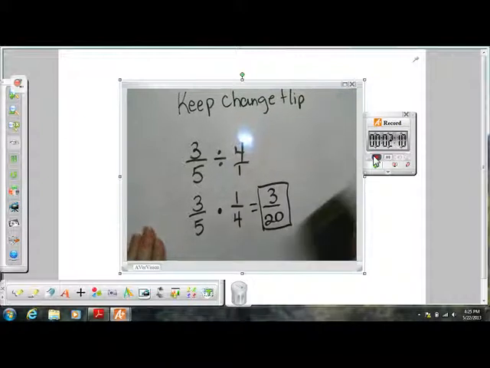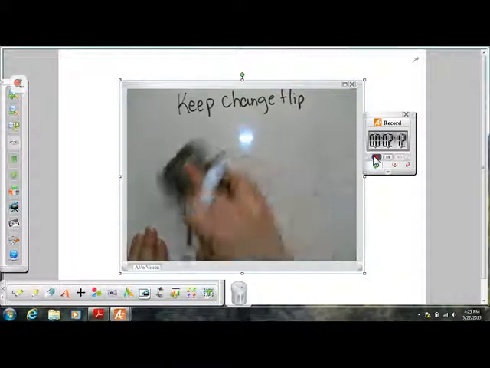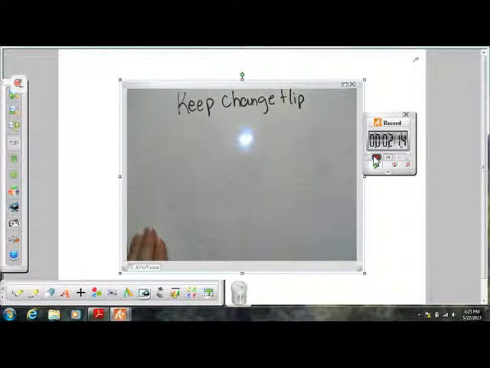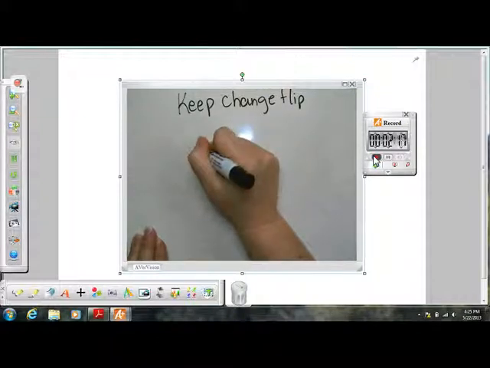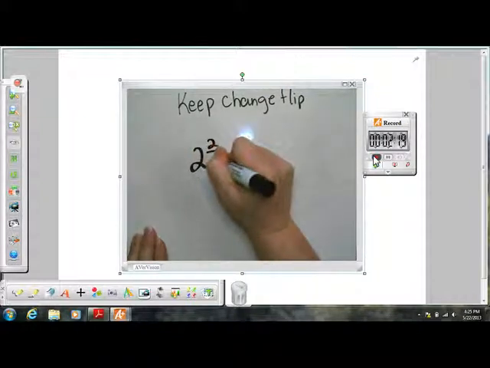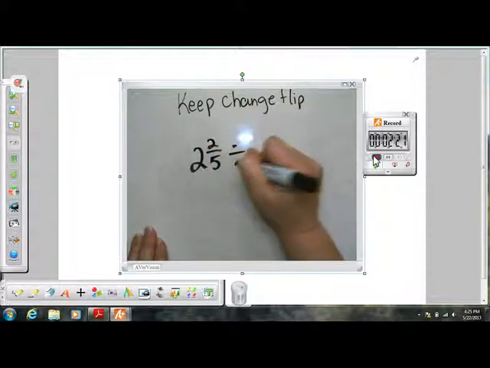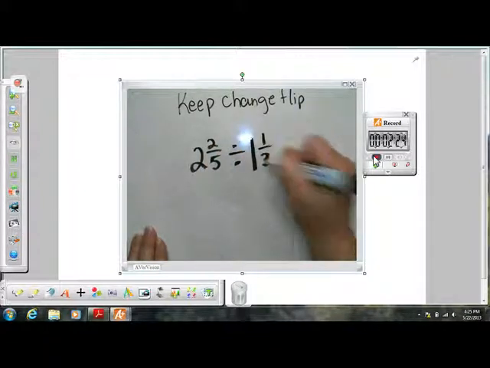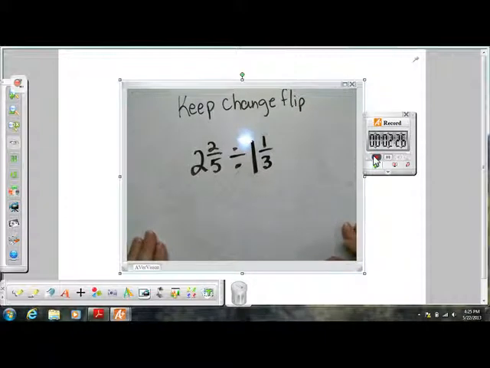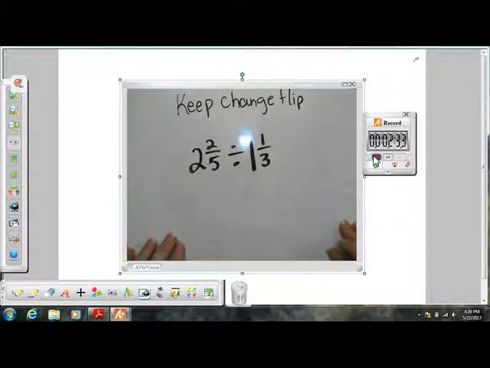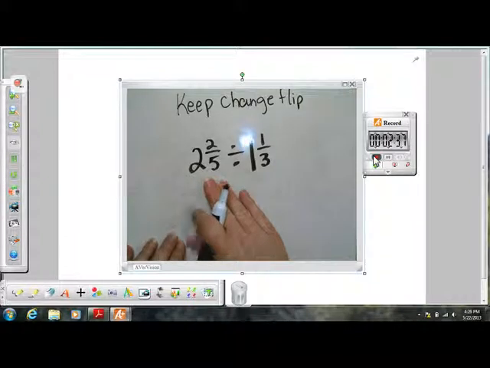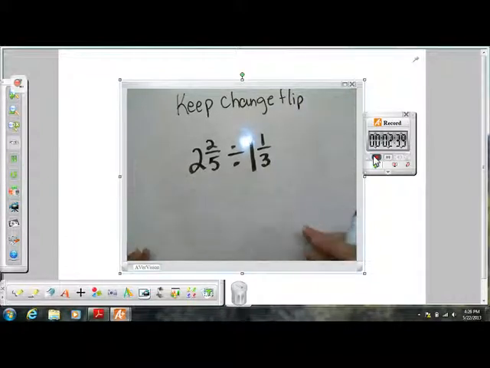So let's take a look at what happens if we have mixed numbers. So let's take 2 and 2/5 divided by 1 and 1/3. The first step that we need to do before we do anything else is to change both of them to improper fractions. So if I only had one that was a mixed number, I would change it to improper and leave the other one. So whichever ones we have that are mixed, we have to change them to improper.